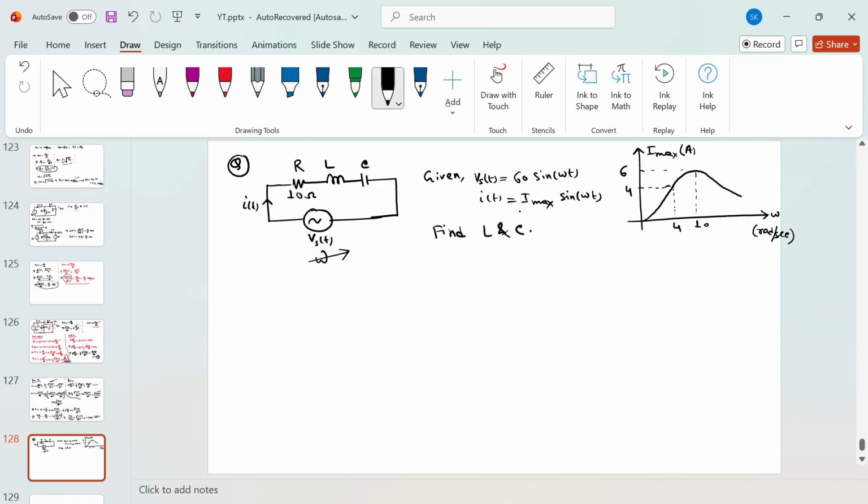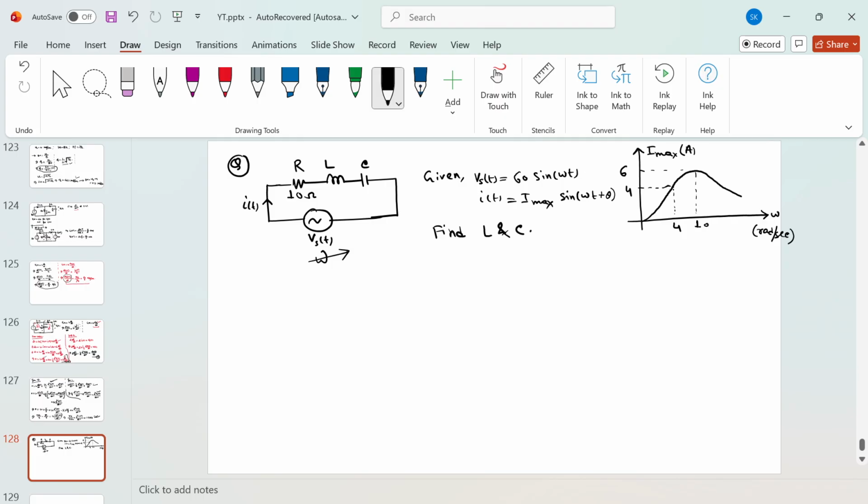So this I maximum is this current. Basically this current can also have a power factor angle. So let me correct it. Maybe the current is I max sine omega t plus theta. Depending on the impedance and the frequencies, the theta will vary. But here I'm only showing the magnitude in the graph.